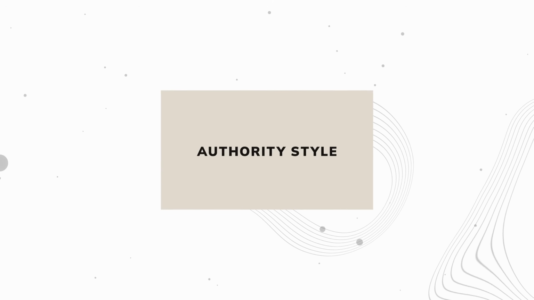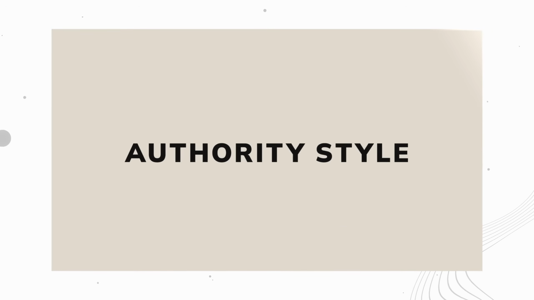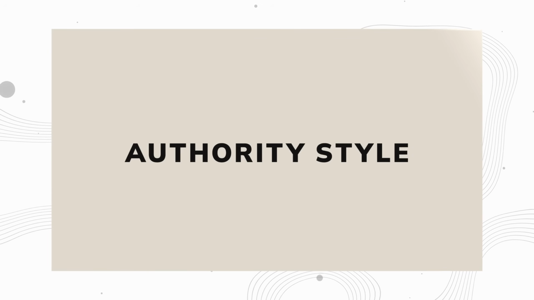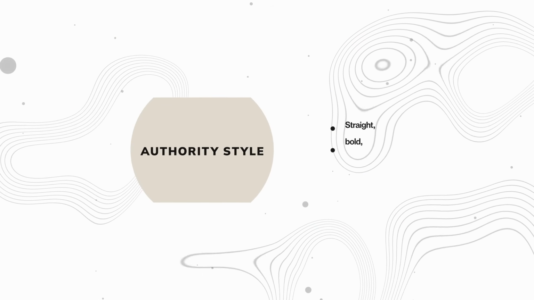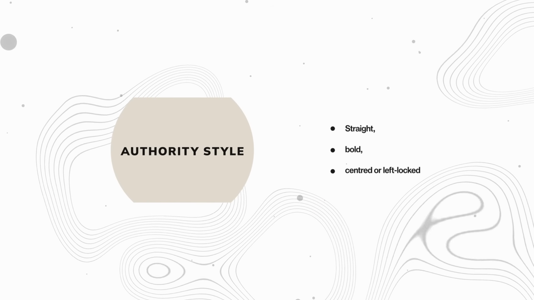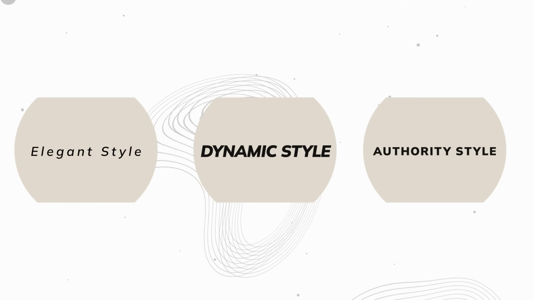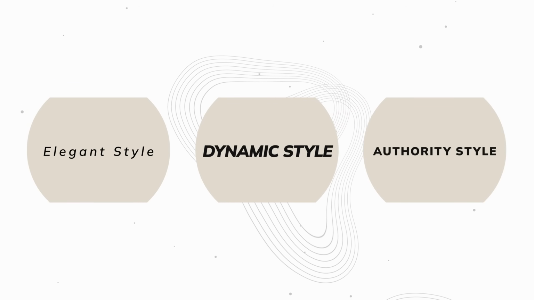And finally, the authority style. So straight, bold, centered, or left locked with no negotiation. No italics, no whispers, just solid, here I am, here are the rules, and you're gonna follow them. Again, the same typeface, but 3 totally different visual behaviors. This exercise helps you develop something many designers never truly learn, and that is full typography control.